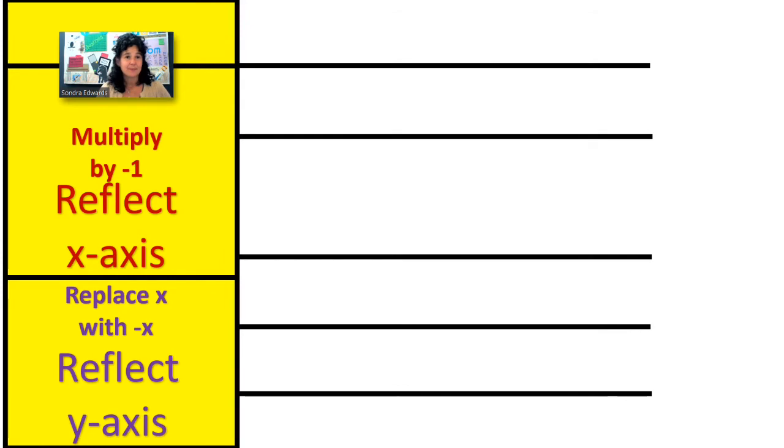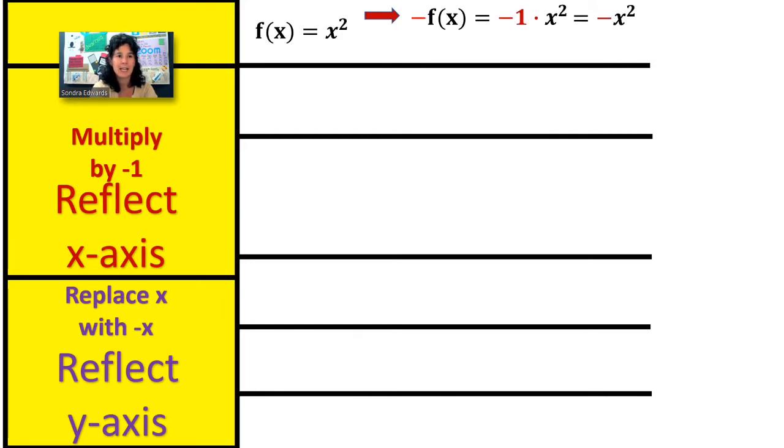We just looked at how adding and subtracting inside of grouping symbols moves a parent function around. But now let's take a look at what happens if you multiply a parent function by -1 versus replacing an x with a negative x. These two are often confused for one another, so I'm going to multiply by -1 and then right afterwards replace x with negative x so that you can have a comparison of how those functions start looking a little bit different. Let's start with f of x equals x squared. If you multiply that by -1, then we're going to have negative x squared.